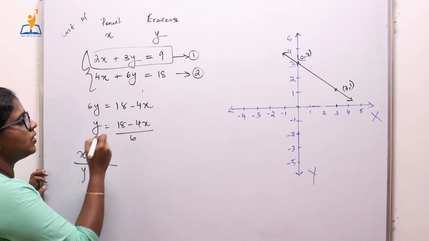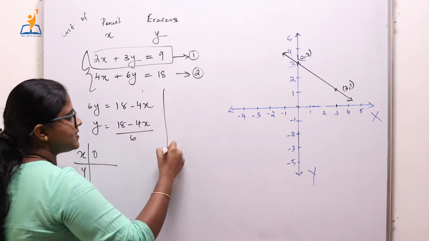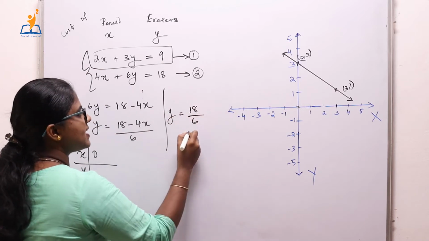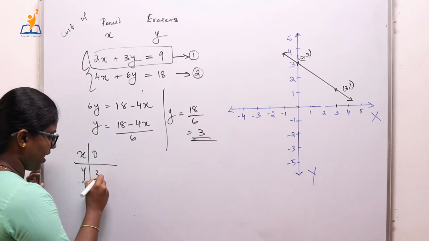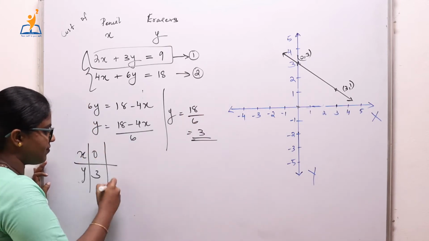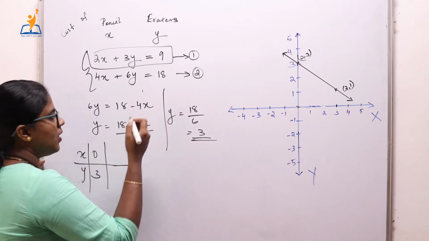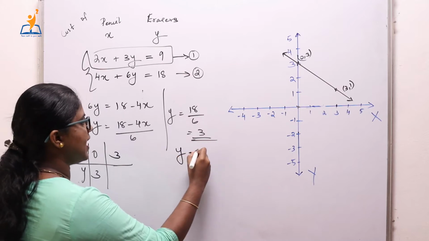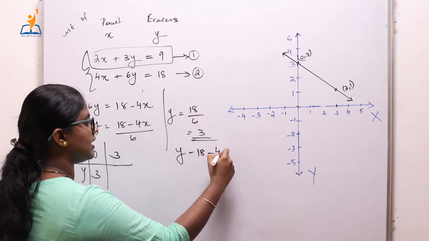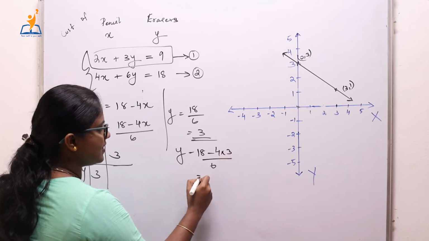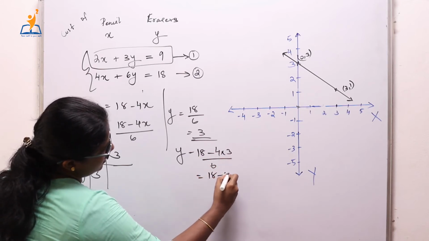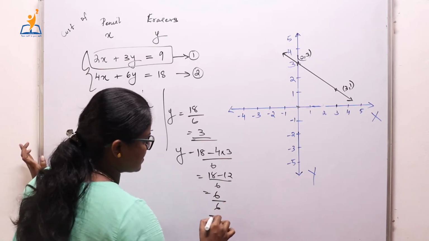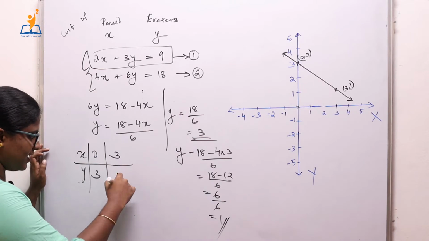Let x be 0, then y is equal to (18 minus 0) by 6, that is 18 by 6, that is 3. Corresponding to the x value 0, we have 3 here, and now let's put x equal to 3. Now y becomes (18 minus 4 into 3) divided by 6, that is (18 minus 12) divided by 6, that is 6 by 6, which is 1. Now y is equal to 1.